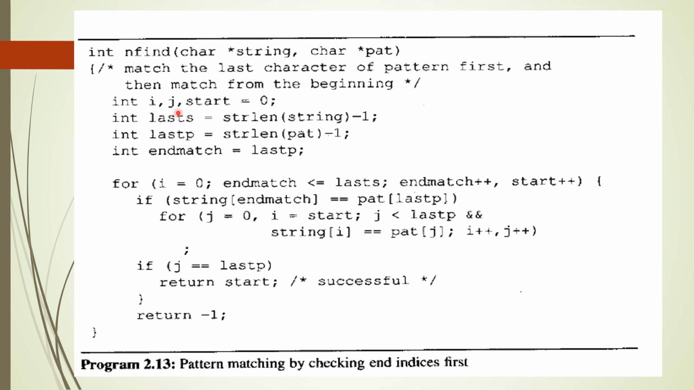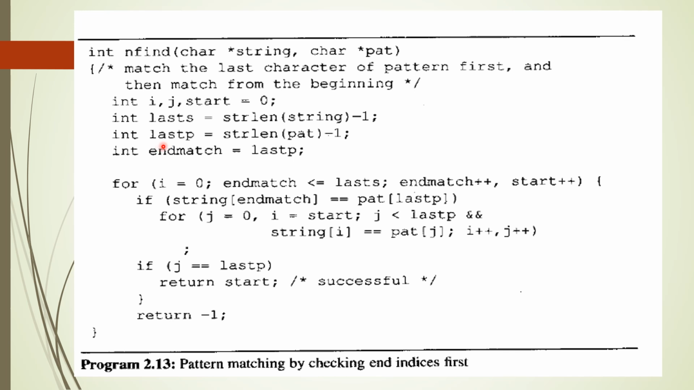And i, j and start are the index variables. As you know, j is pointing to the beginning of the pattern string and start is pointing to the beginning of the text string, and last s is pointing to the last character. So how do we get the last character of the text string? String length of the string minus 1. Why minus 1 here? Because at the end of the array we have a null character. So last s should not be pointing to the null character. It should point to the actual last character of the text string.